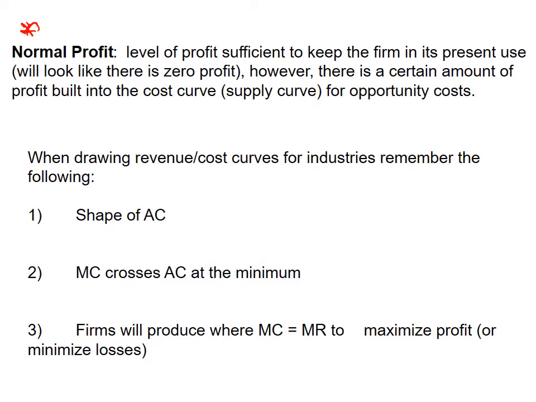So let's just do a quick revision. If we look at the shape of the AC, it's like a parabola. MC crosses AC at the minimum, so this is AC here, and then we have MC, average cost and marginal cost. And remember, it's important that firms will produce where MC equals MR, and this is in all the types of competition, to maximize profit or minimize losses.